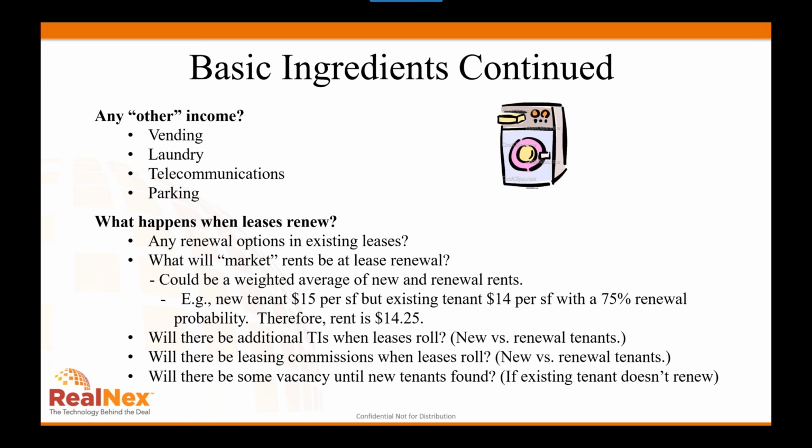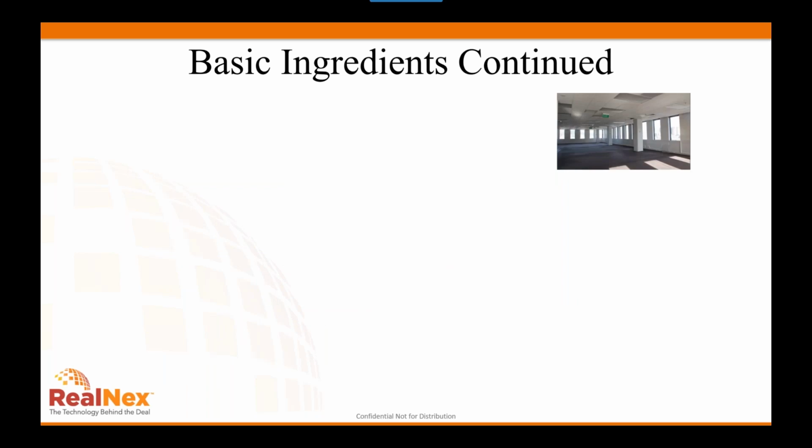You wouldn't have to actually do these weighted average calculations yourself. The program will usually do that for you. In RealNext, we simplify a little bit and assume that you're putting in a rent that reflects that it could be a new or renewal tenant.